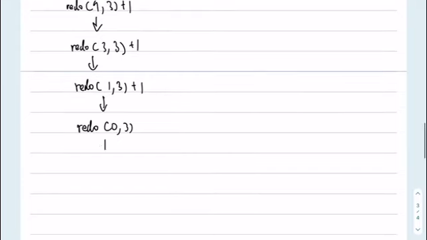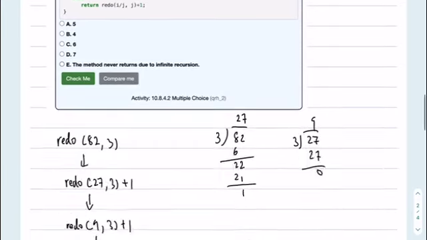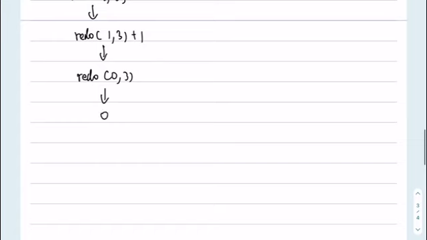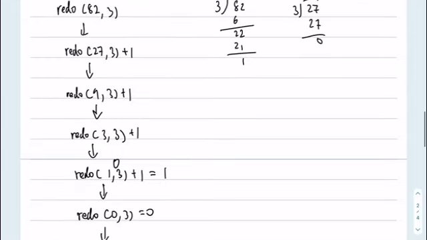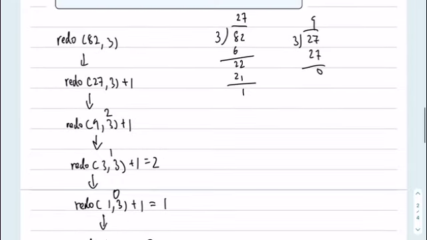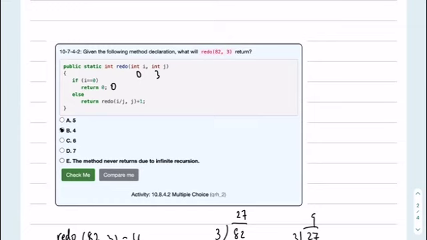So at this point, 0, 3 with I equating to 0, this here will be true, and so 0 here will be returned. And with this equating to 0, this will be equal to 0 plus 1, so it will be 1. This will be 1 plus 1, which is equal to 2, and 2 plus 1 equal to 3, 3 plus 1 equal to 4, and yeah, so the answer should be 4.